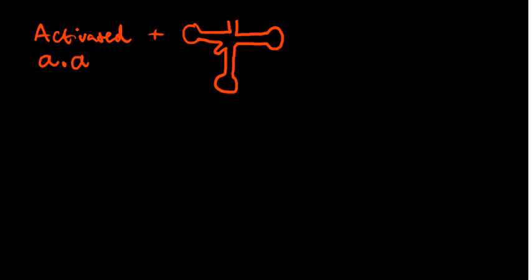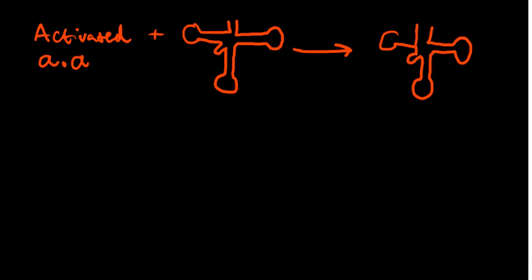So this is the next step. This tRNA will now get attached to our activated amino acid, and this is what makes the tRNA an activated tRNA. Our amino acid is going to be here at the 3' end. Now we have an activated amino acid. So this is tRNA and this is amino acyl tRNA.